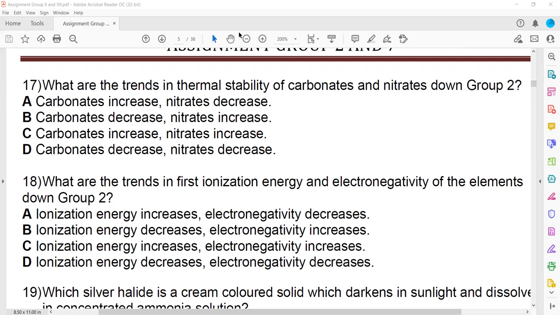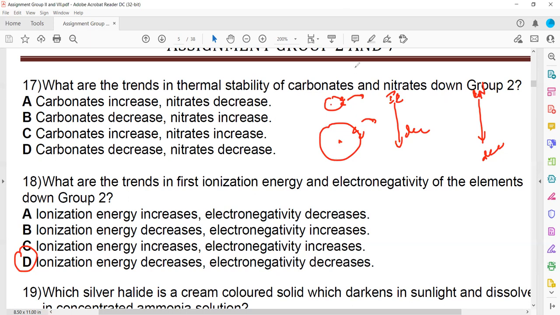What are the trends in first ionization energy and electronegativity? First ionization energy means the energy needed to remove an electron. As we go down, the size is increasing, so it becomes much easier to remove electrons. So ionization energy decreases. Electronegativity is the tendency to attract the shared pair of electrons from the last shell. Because the electron is far away from the nucleus, electronegativity is also decreasing. So for question 18, the ionization energy decreases and the tendency to attract the electron pair will also decrease.